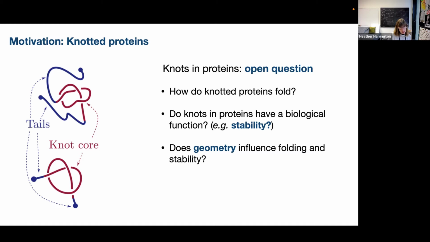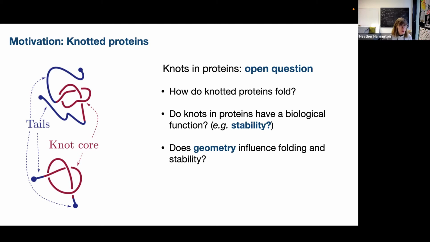And so one class of proteins that we study are these trefoil knotted proteins. Trefoil knots are the simplest non-trivial knot, and we can distinguish two types of knotted proteins based on what are called deeply knotted or shallow knotted. If you look at the top knot here, you can see that the tail is very long and the knot core is deeply inside from the tail, whereas the bottom open knot, the knot core is much larger and the tail is much smaller. So that is a shallow knotted protein.